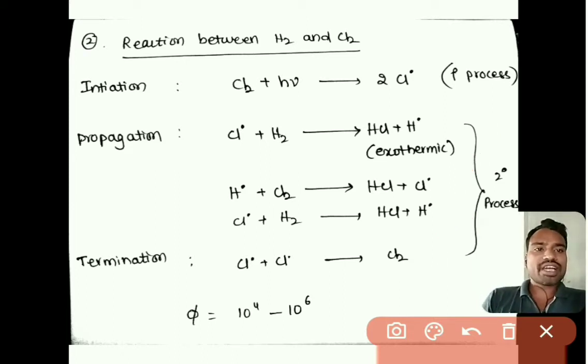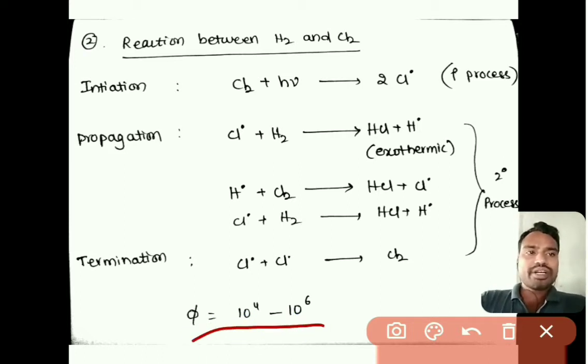So for this reaction the quantum yield would be 10 to the power of 4 to 10 to the power of 6, because it is having a high quantum yield, that is 10 to the power of 4 to 10 to the power of 6. It means by absorbing 1 photon of energy, this many molecules react with each other and form HCl as a product.